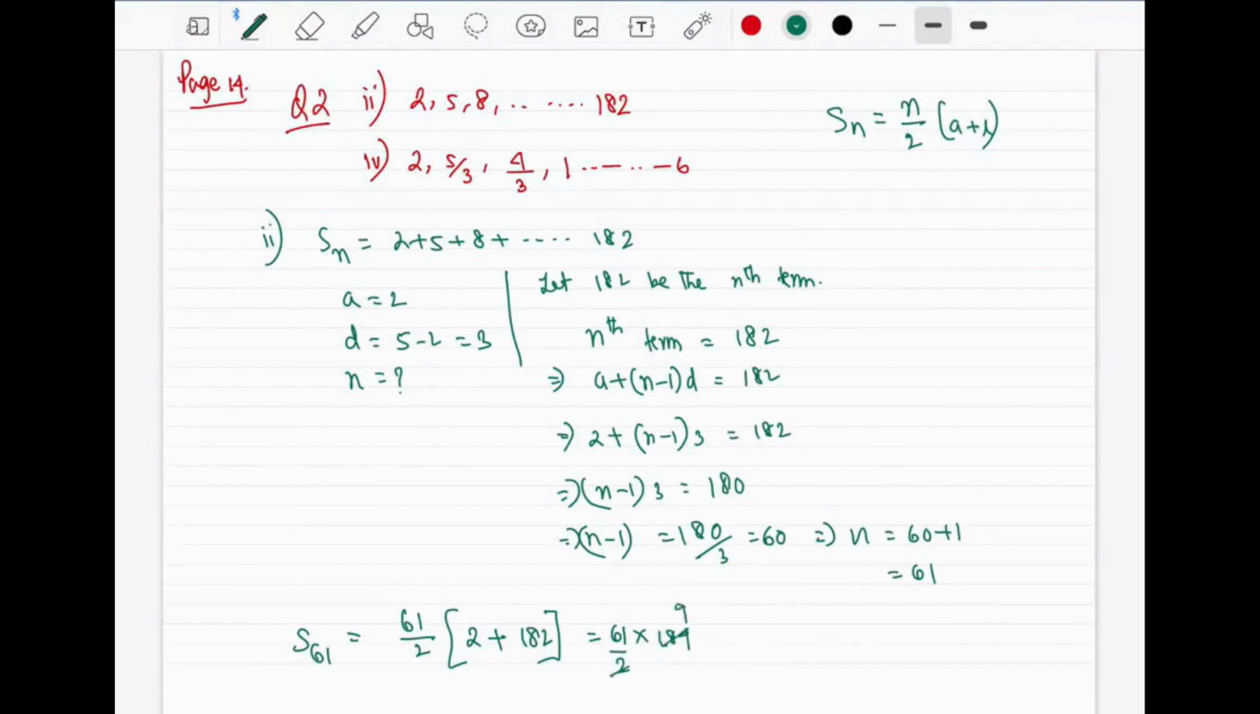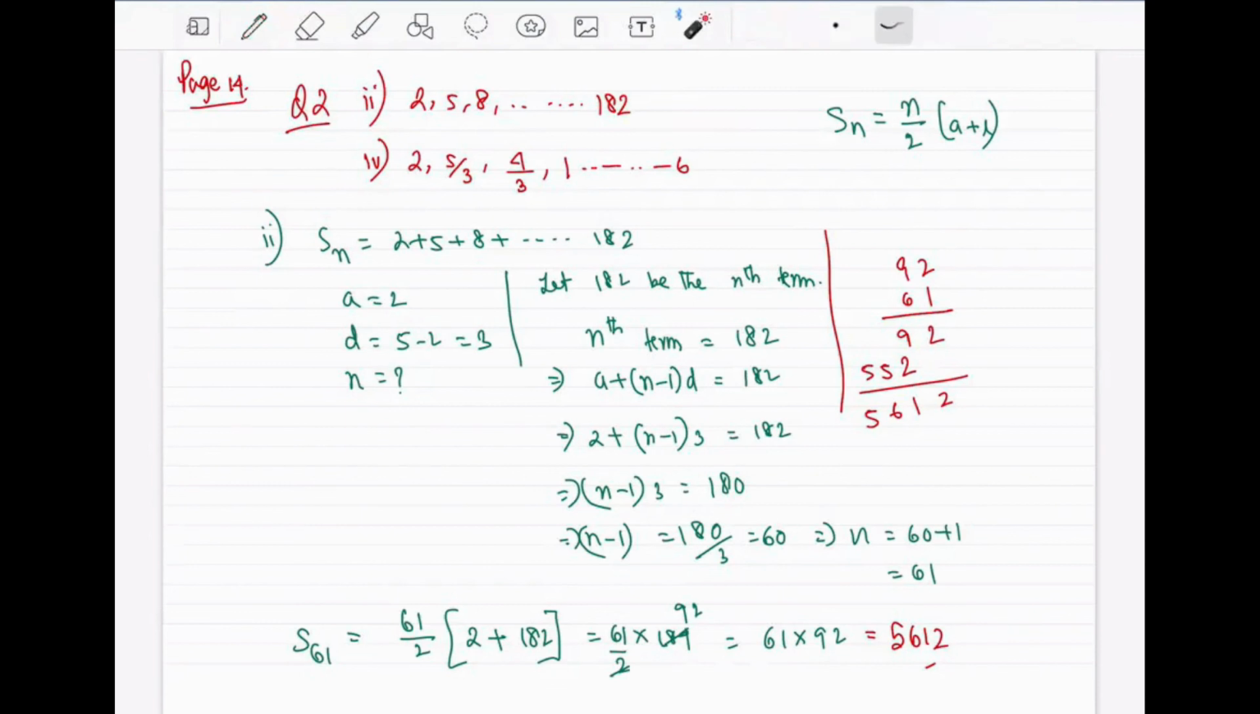2 nines are 18, 2 twos are 4. So the result is now 61 into 92. Okay, let's multiply. 92 multiplied with 61. 92 here. 6 twos are 12. 6 nines are 54. So the result that we are obtaining is 5612. Okay, so I believe you can do this question by yourself.